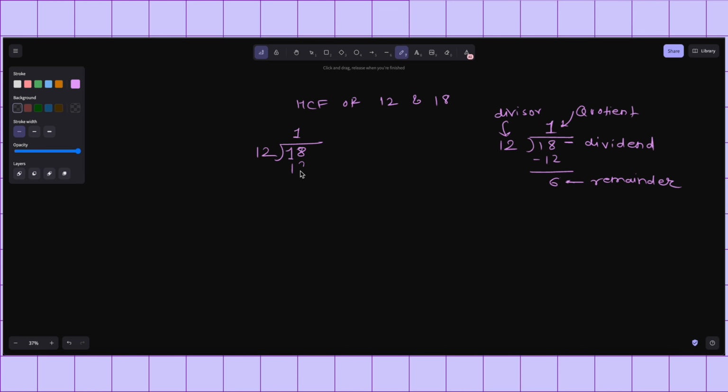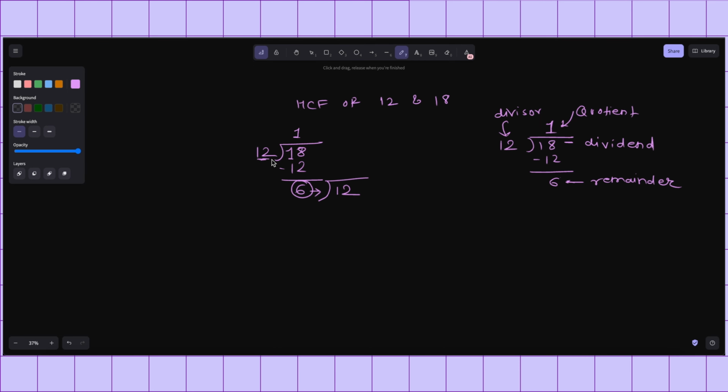So 12 ones are 12, and the remaining number will be 6. Cool. Now what will happen next time, we will use this remainder as the new divisor. We will use the newly created remainder as the current divisor. Now the current divisor is 12, and the current divisor that we have will become the dividend. So basically we will divide this 12 by 6.